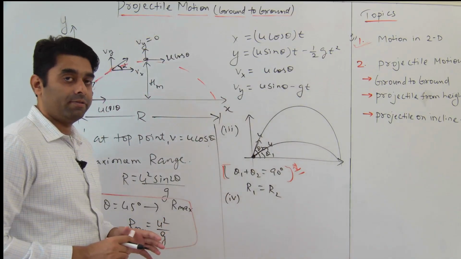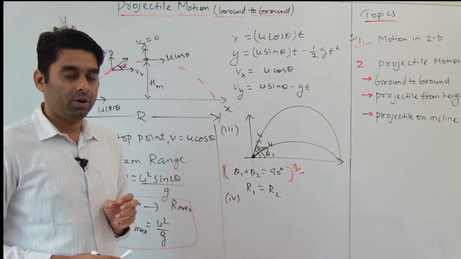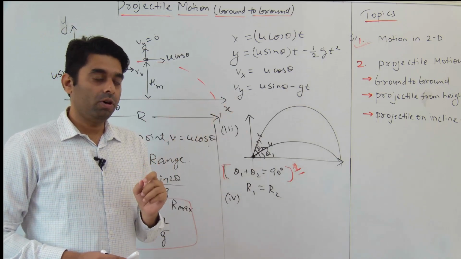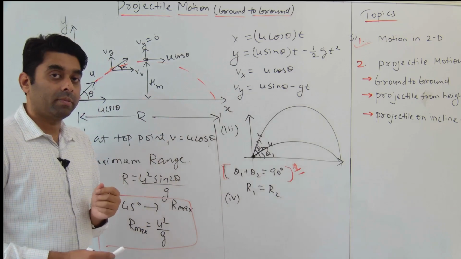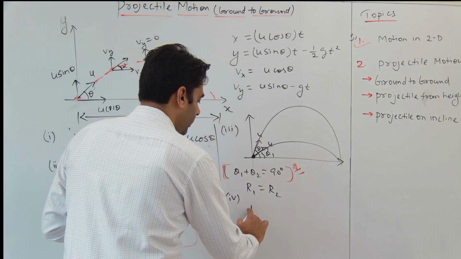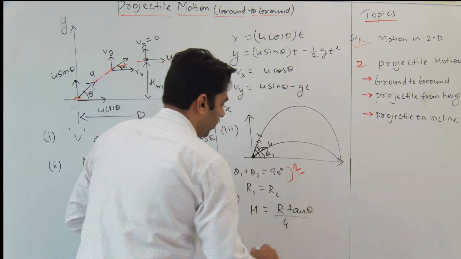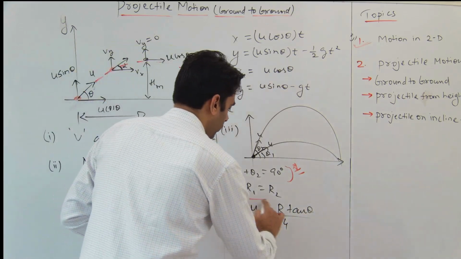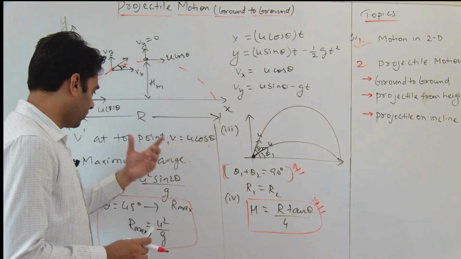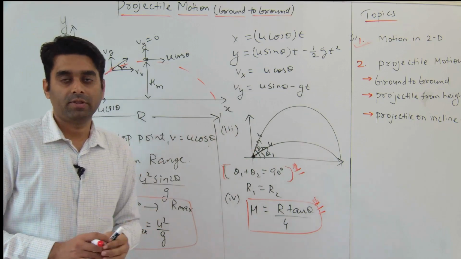One more relation that we can keep in mind is the relation between height and range. Maximum height is u square sin square theta by 2g. Range is u square sin 2 theta by g. Now when we solve these two, the relation between height and range comes out to be h equals R tan theta by 4. So this is a result you can keep in mind. Many times it is very helpful, right? So these are some points regarding projectile from ground to ground. Let us move ahead.